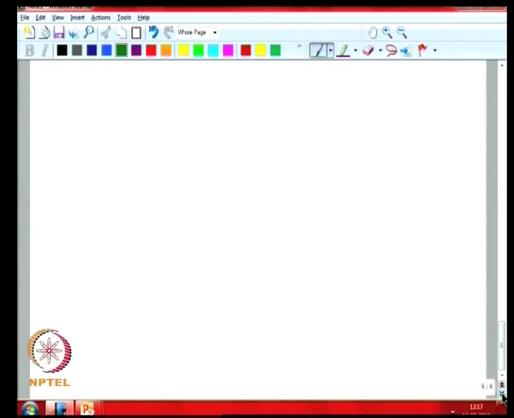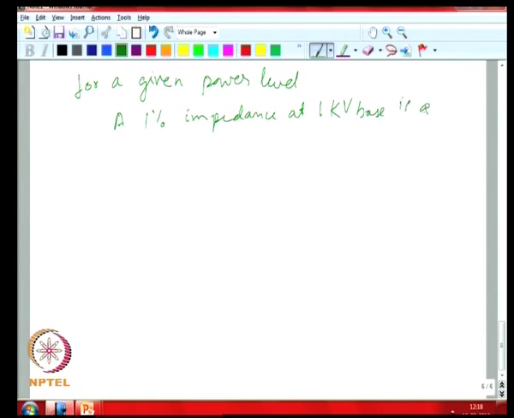So, for a given power level, 1% impedance at 1 kV base is a 100% impedance at 100 volts base.